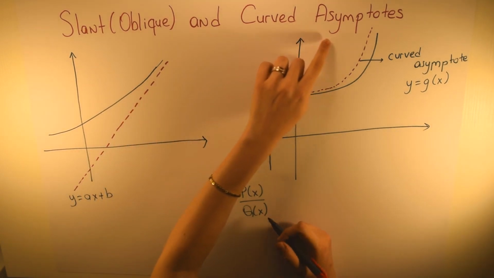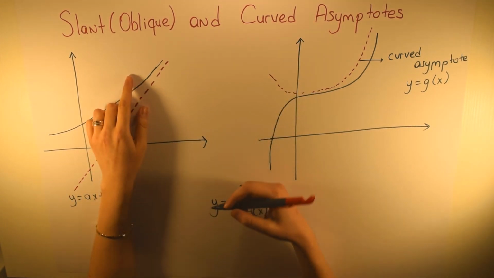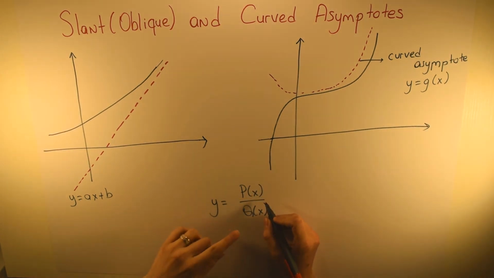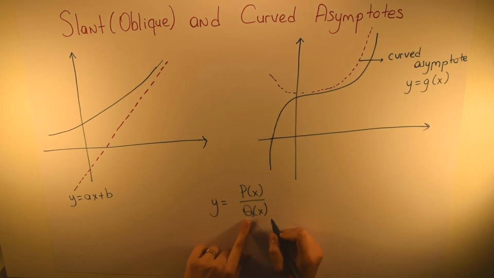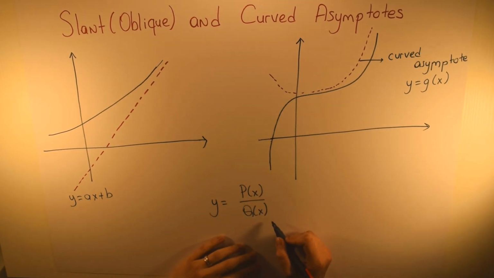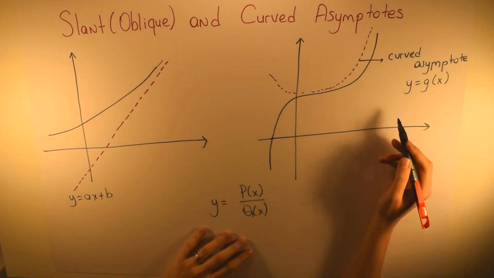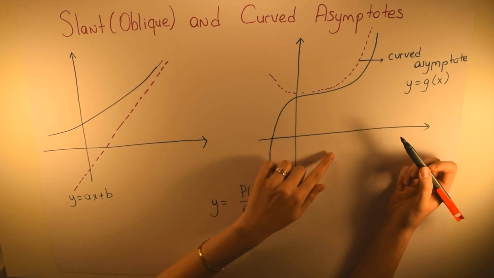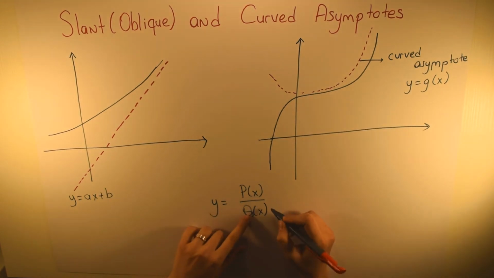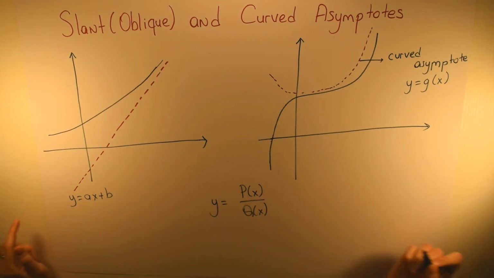Slant and curve asymptotes. A slant asymptote occurs when the polynomial in the numerator has one degree higher than the polynomial in the denominator. To find the slant asymptote, you must divide the numerator by the denominator using either long division or synthetic division. And a curve asymptote occurs when the polynomial in the numerator has at least 2 more degrees than the polynomial in the denominator.